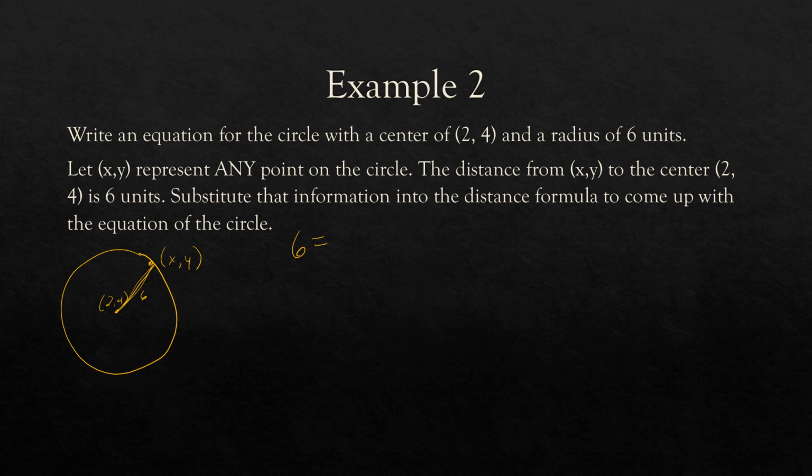And that is the square root of our x's subtracted. So we could just say x minus 2 squared, and then my y subtracted, or y minus 4 squared. So now that x and y could be any point on the circle. It could also be an xy coordinate down here. Again, it goes to the point (2, 4), and that distance is 6. So this is that information plugged into the distance formula.